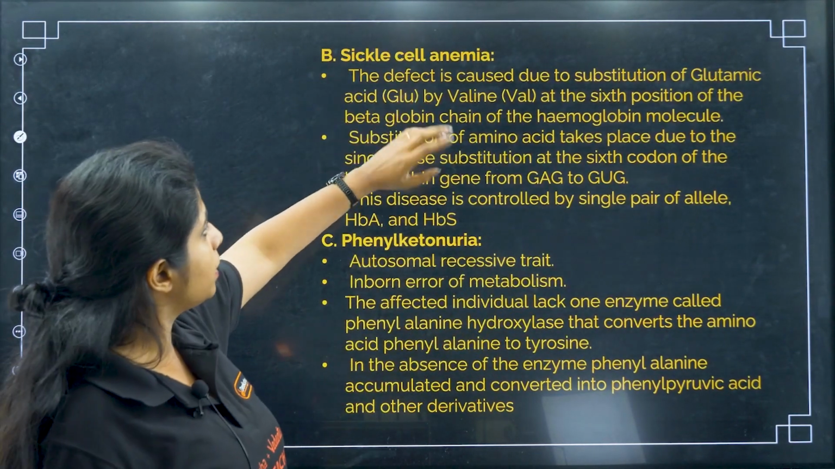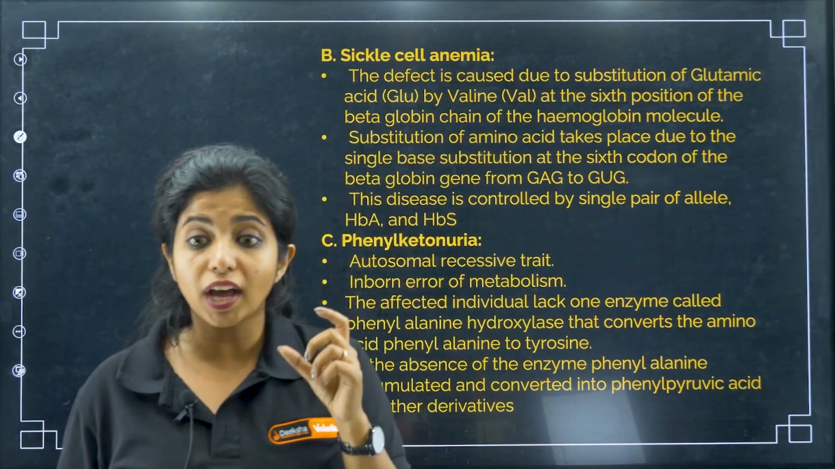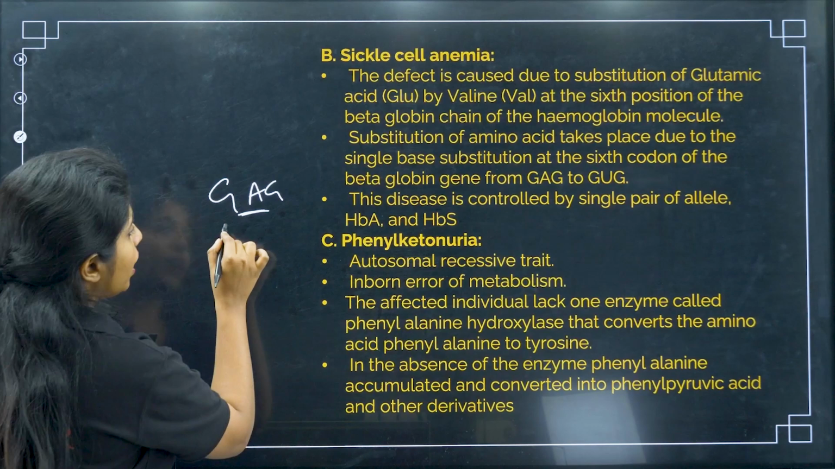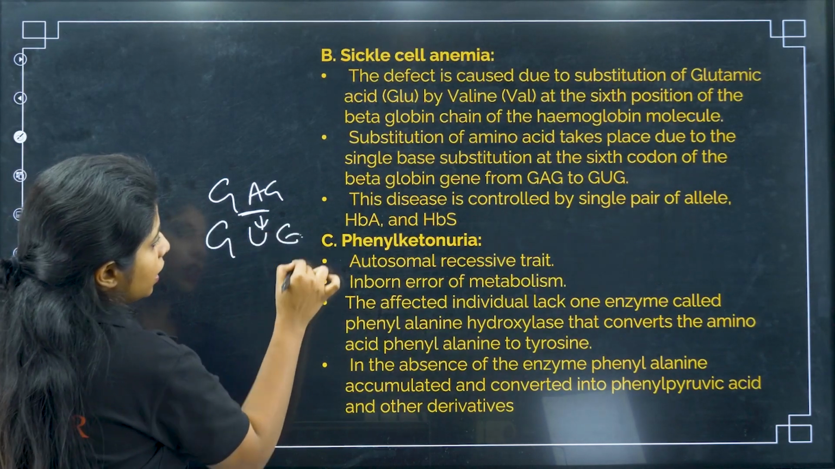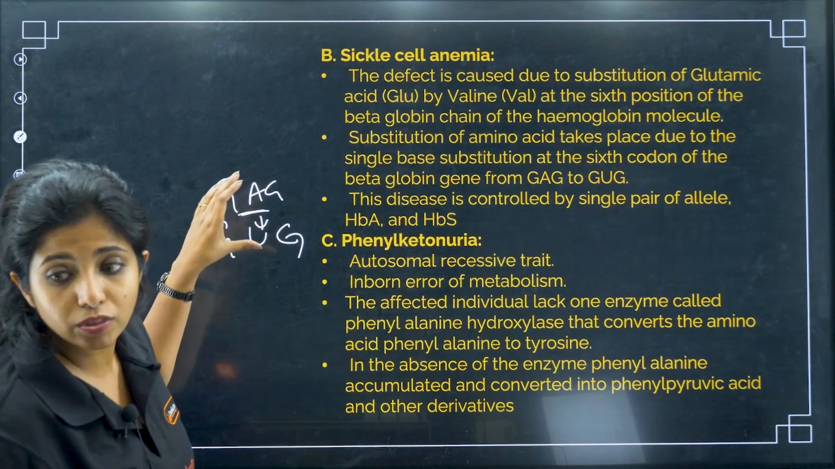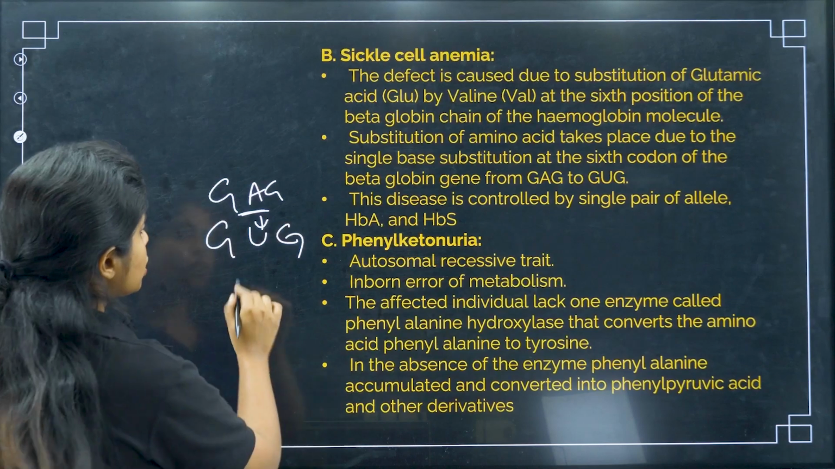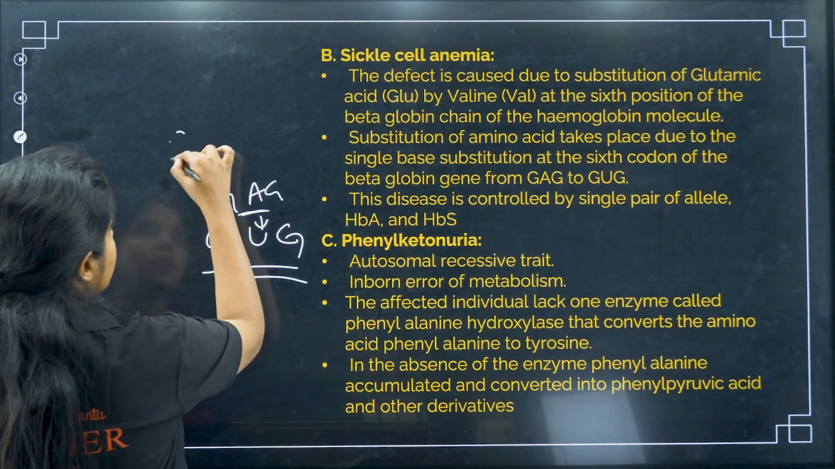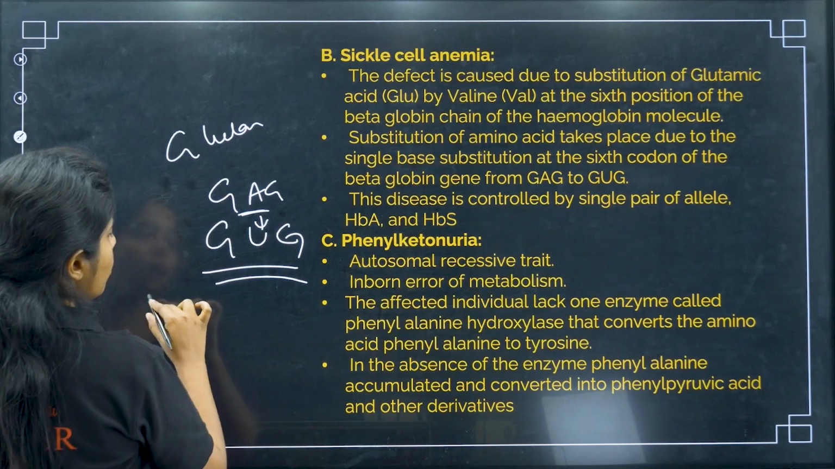Now, you have sickle cell anemia. Sickle cell anemia is basically substitution of glutamic acid by valine. So, always remember it was GAG. A comes before U, right? Then later it is converted to GUG. On the 6th codon, my dear children, this particular change is going to happen. Always remember that glutamic acid was the first thing that was being produced, but now it is valine.